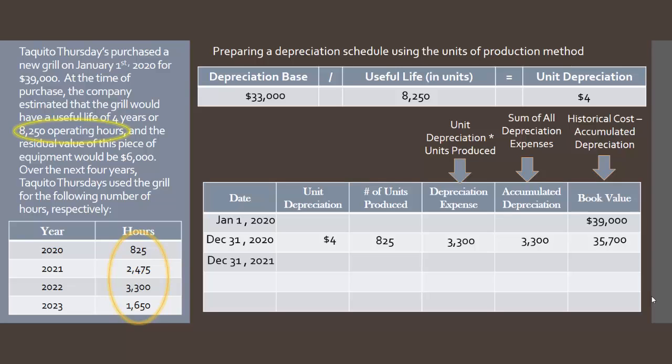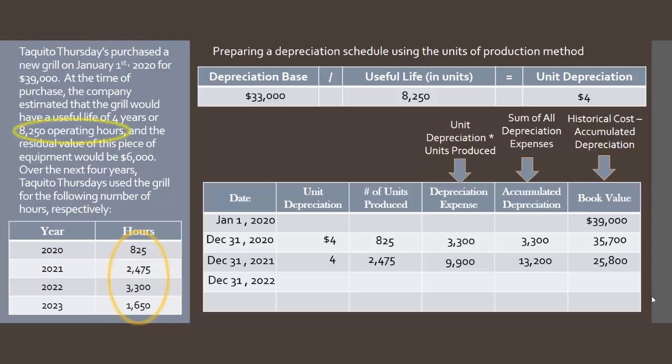Year 2, 2021, we're still going to have the same unit depreciation. We're going to multiply that by how many hours we used the grill for during that year. Our table tells us that we used the grill in 2021 for 2,475 hours. Well, if we multiply that by our unit depreciation of $4, we get $9,900. So if we depreciate this by $3,300 in the first year and $9,900 during the second year, it will have accumulated $13,200 worth of depreciation by the end of 2021. And that $13,200 worth of depreciation will be subtracted from our historical cost of $39,000 to decrease our book value on this grill to $25,800.